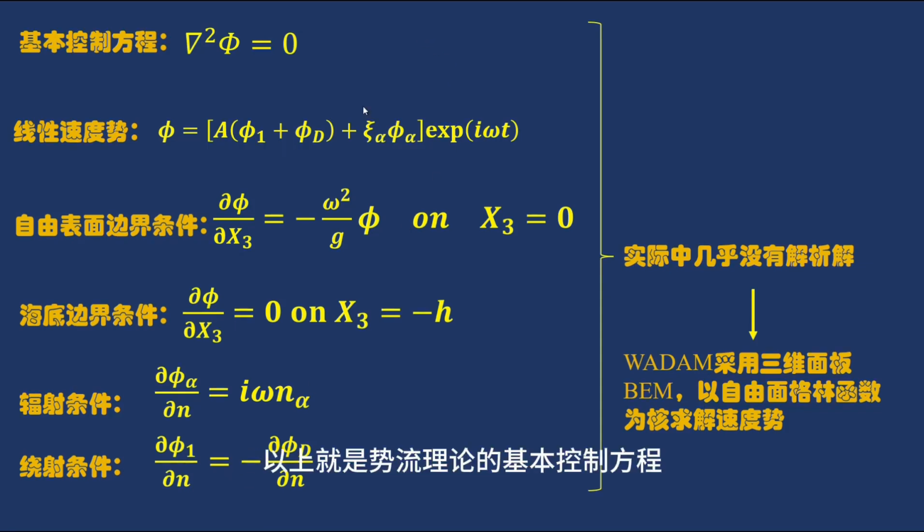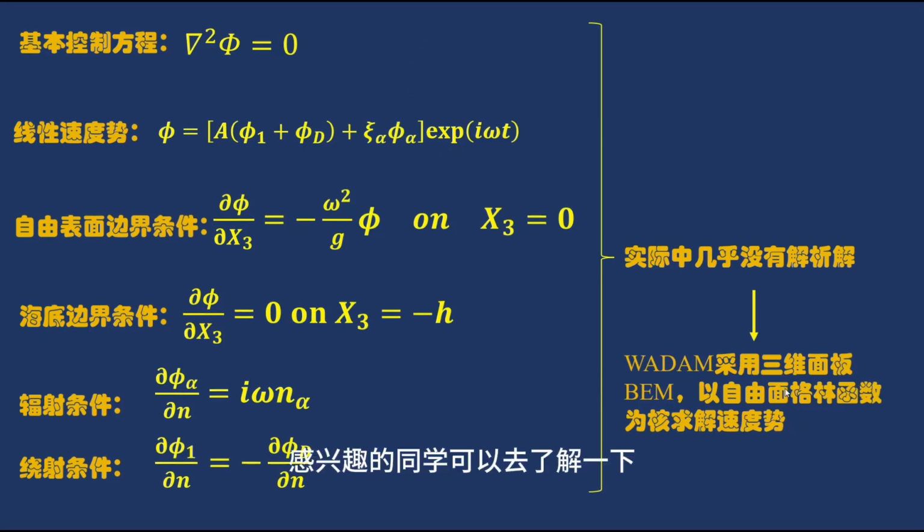The above are the basic governing equations and boundary conditions of potential flow theory. However, in practice, due to the mixing of boundary conditions and the complexity of the geometric model, it is very difficult to obtain an analytical solution. Therefore, numerical methods must be used. WADAM adopts the three-dimensional panel boundary element method, with the free surface Green's function as the core. The solution is obtained for the velocity potential. If you're interested, you can learn more about the Green's function and the numerical implementation process. I won't go into detail about it here.